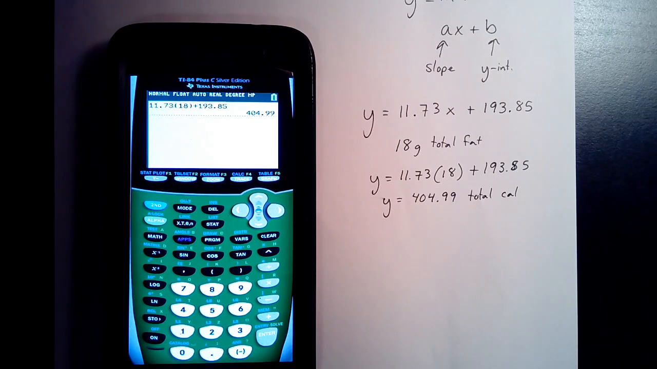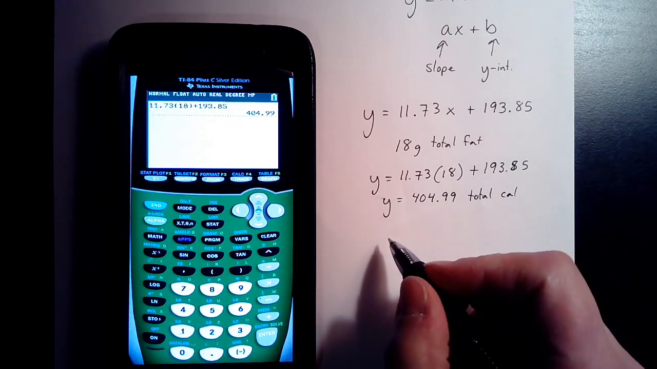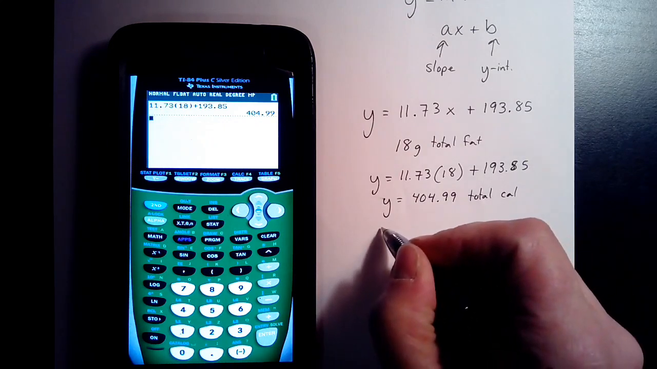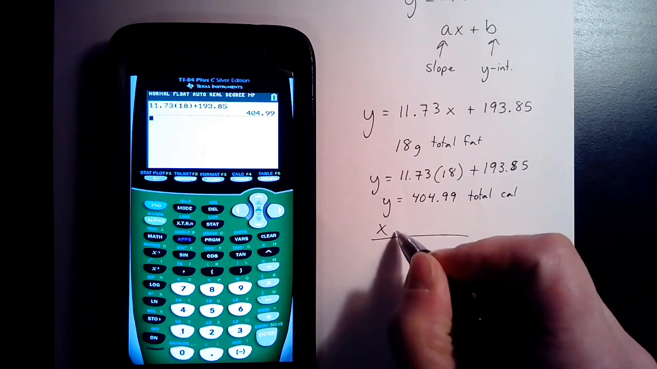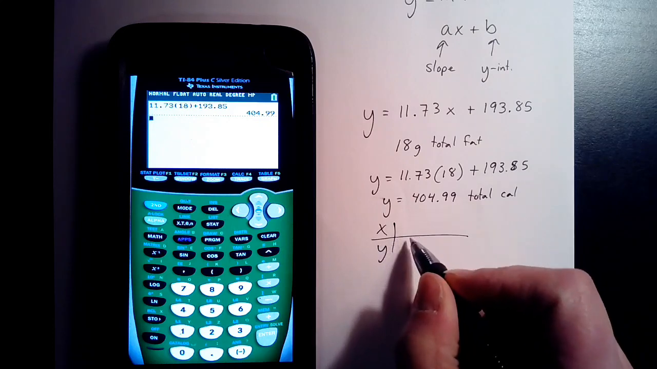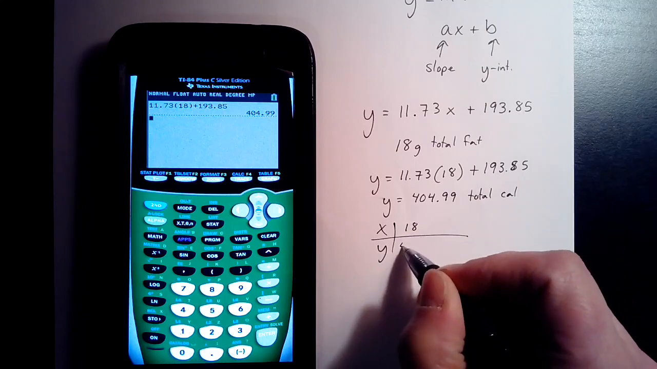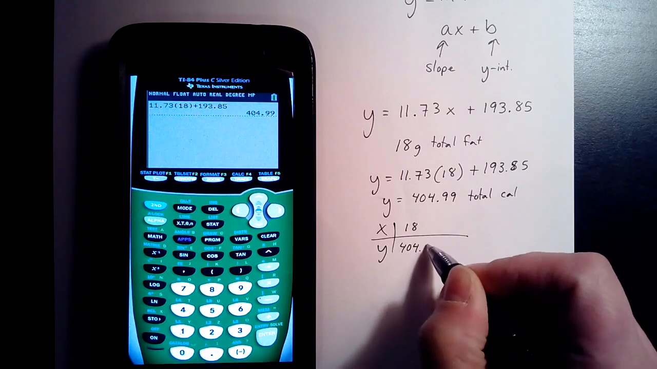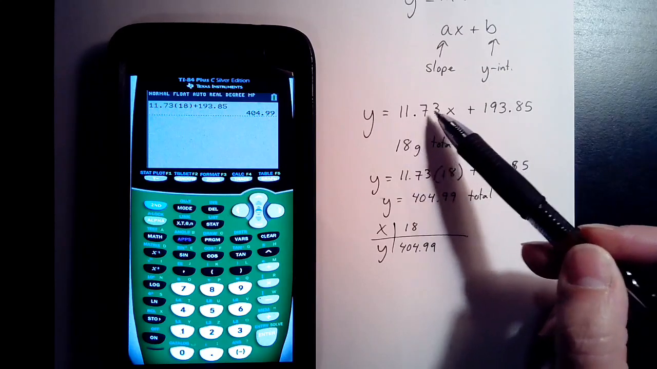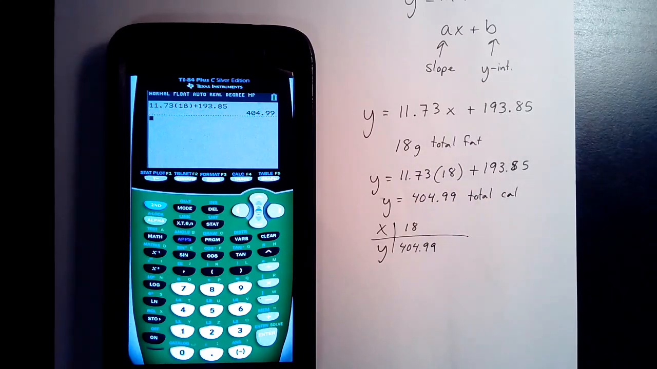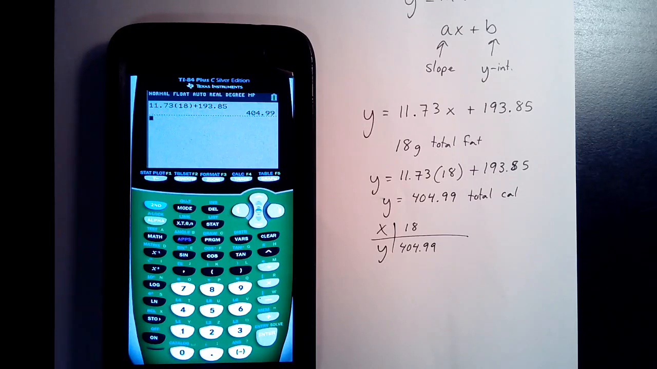There's another way that you can use the calculator to help you figure out and make predictions. When you talk about an equation or a line, we can always represent it with a table. If I have my input, then I can figure out my output, right? So if I put in 18, we figured out it gives us 404.99, based off of our rounding for the slope and for the y-intercept from what the linear regression gave us. But you can find this information on a table on this calculator.